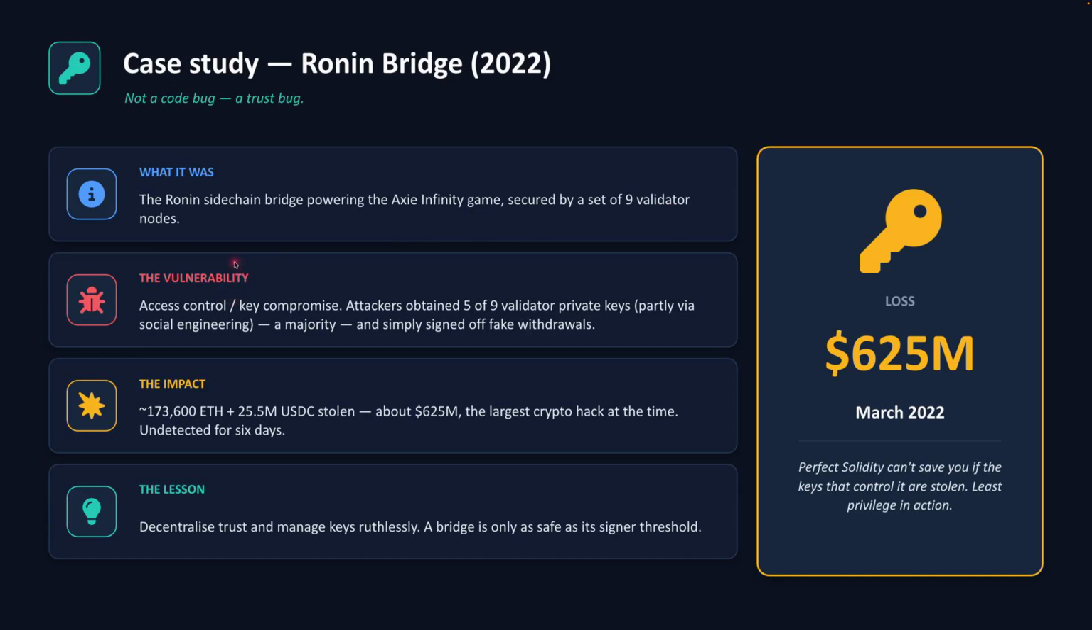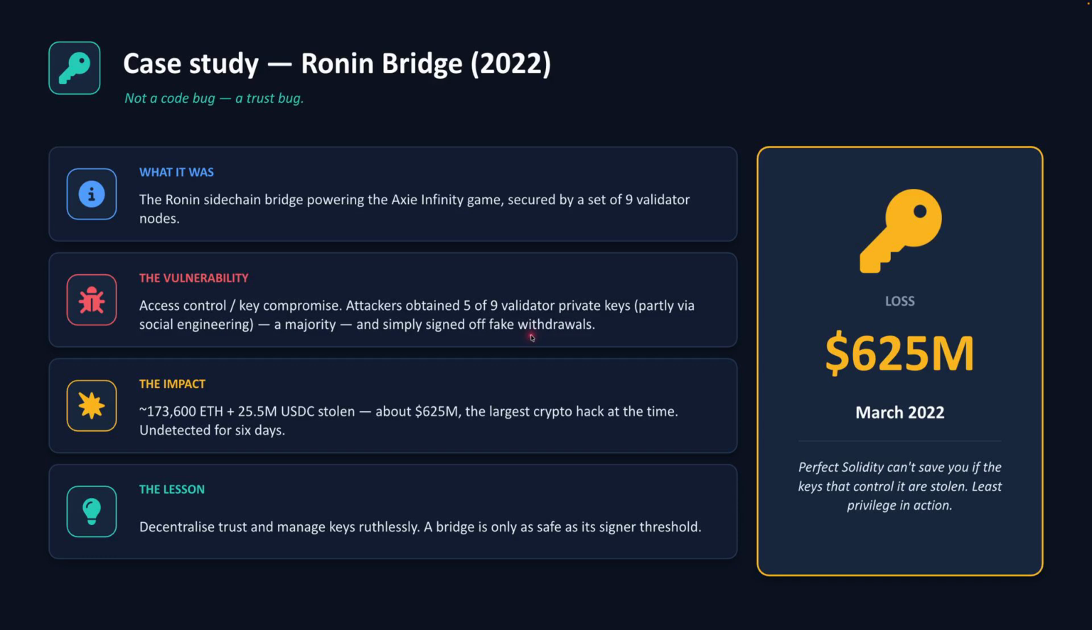The vulnerability: access control or key compromise. The attackers obtained 5 of 9 validator private keys, partly via social engineering, a majority, and simply signed off fake withdrawals. They got hold of the validator private keys and started signing off fake withdrawals.